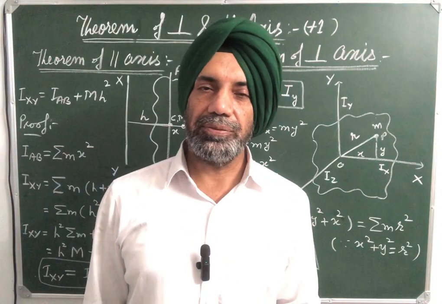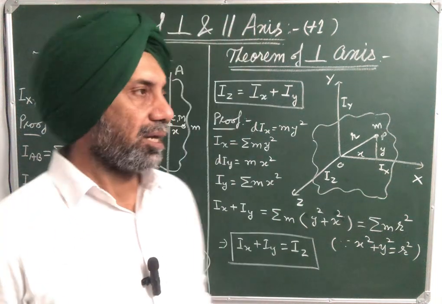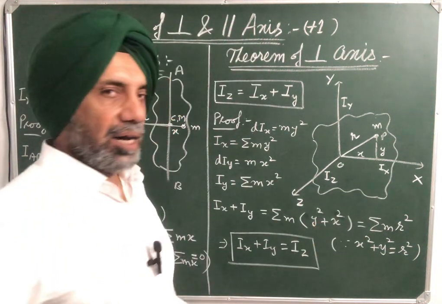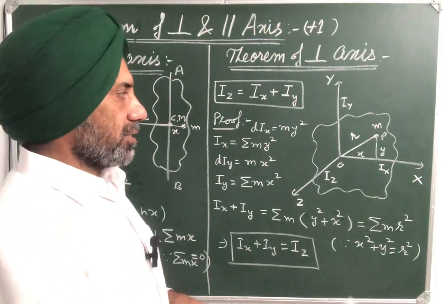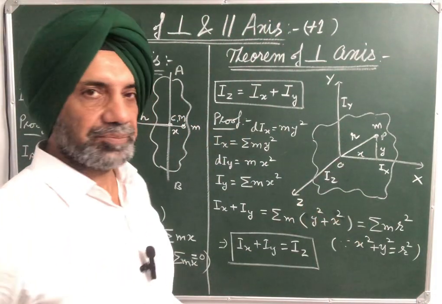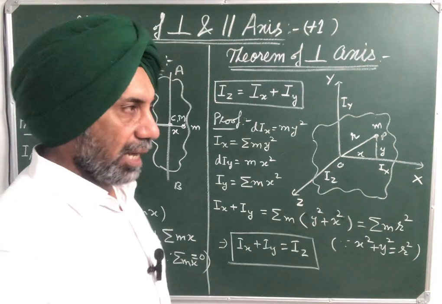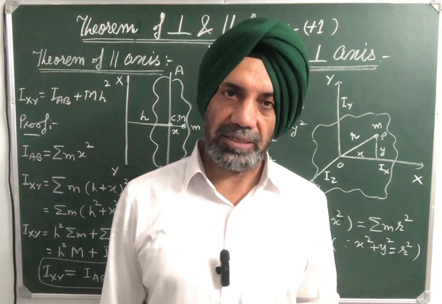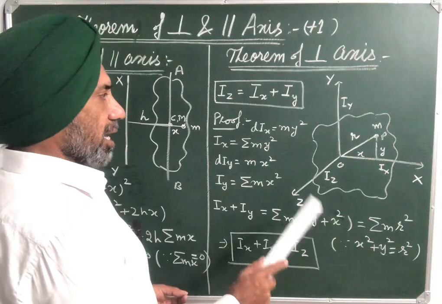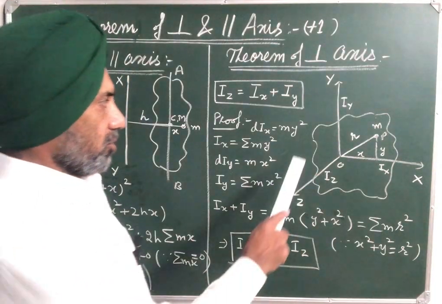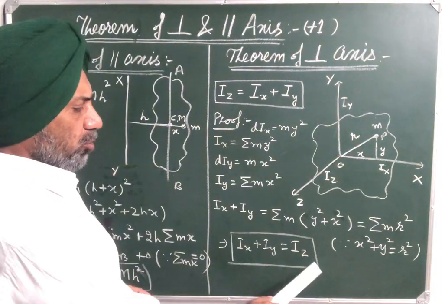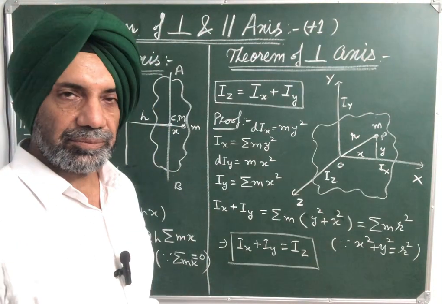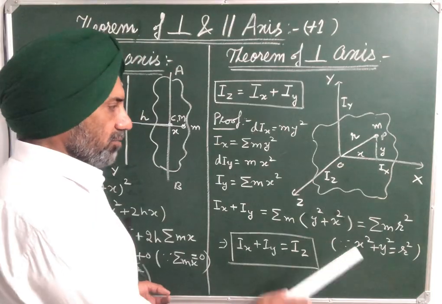So the sum of the moment of inertia of the plane lamina about two mutually perpendicular axes intersecting at a point where the perpendicular axis passes is equal to the MI of the lamina about the perpendicular axis. So Iz is equal to Ix plus Iy. I think you have understood this theorem of perpendicular axis, and we have to simply use this relation. This application is very important.